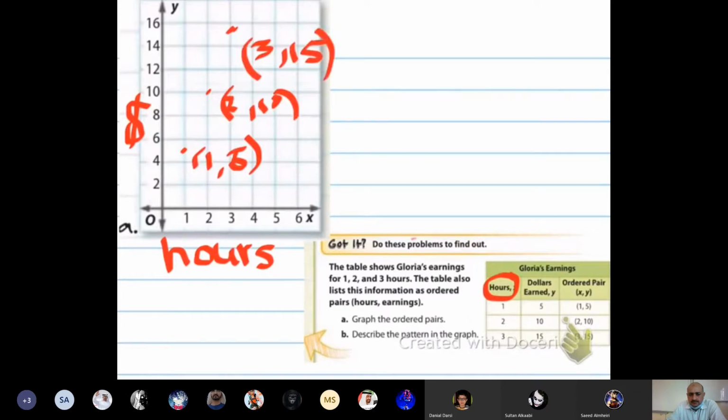All right. And so now it wants us to describe the pattern in the graph. And so the pattern that I see is that for every hour that Gloria works, she earns $5. So for every hour Gloria works, she earns $5, or Gloria makes $5 per hour, right?